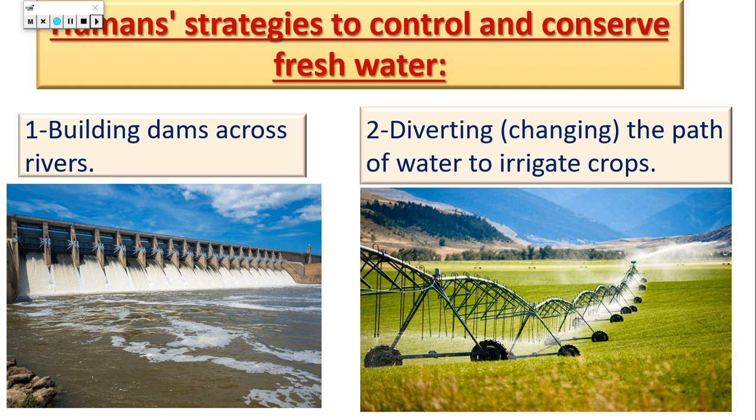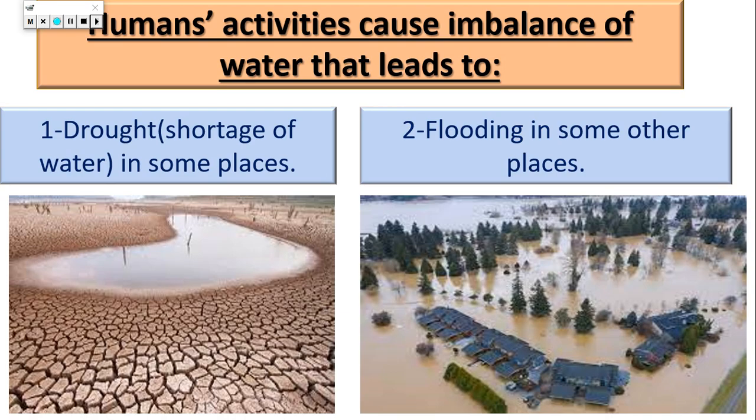Changing the path of water to irrigate the crops. When we give the crops only the amount of water that they need, not a lot of water, the plants will take what they need and the other water will be wasted. But when we give the plant only what it needs from the water, we are saving our water, or conserving the fresh water.